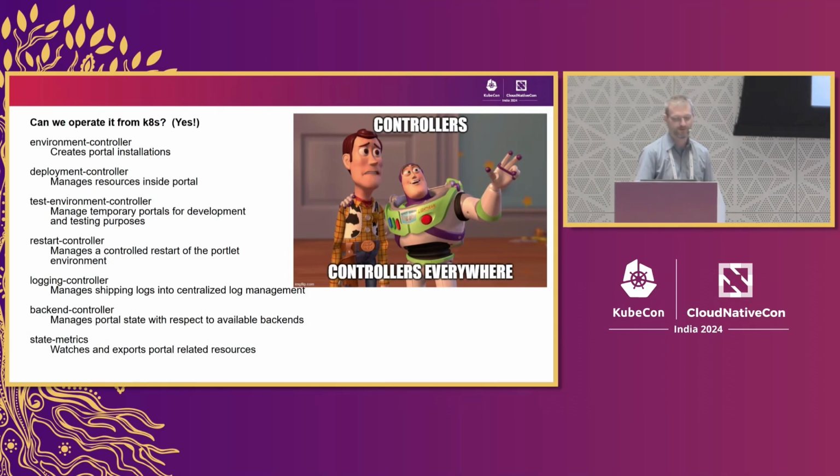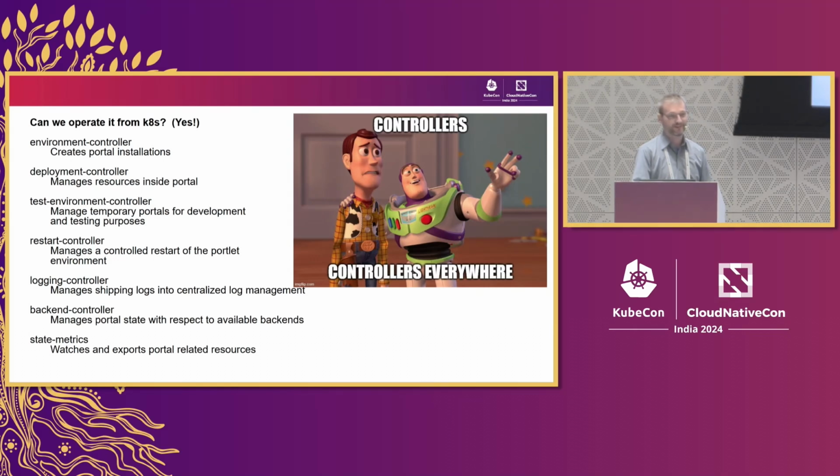I listed a small list of the existing controllers here. We have what we call an environment controller, a controller that can spin up a portal server configured and ready to use. It's not very advanced. It builds on Helm and Ansible. The Helm part spins up the pods, the Kubernetes parts, and then an Ansible part connects into the running pods and does the configuration. Then we have what we call a deployment controller, which is about managing these portal resources inside the portal.